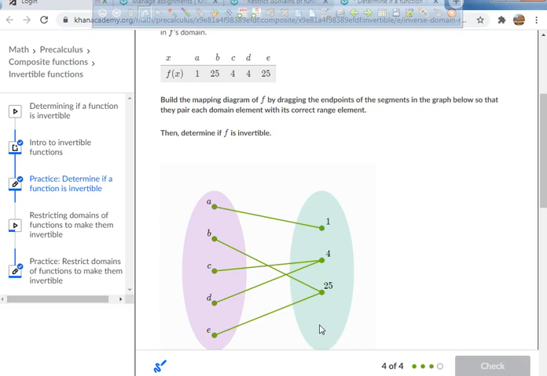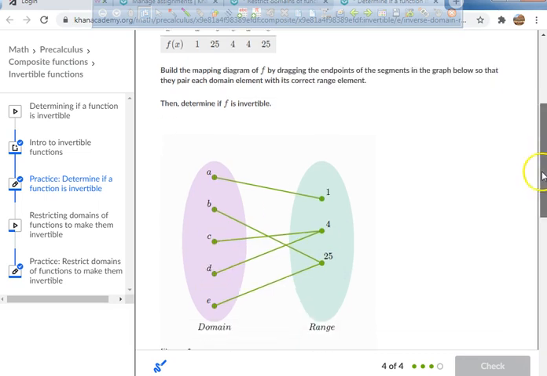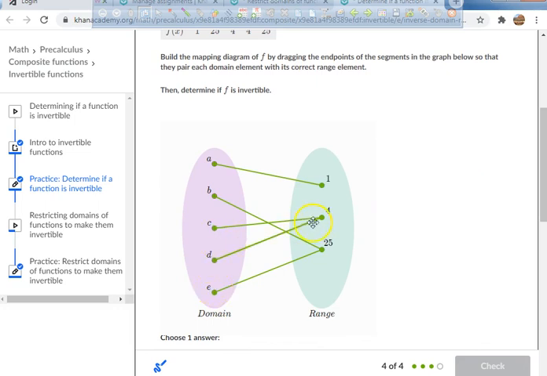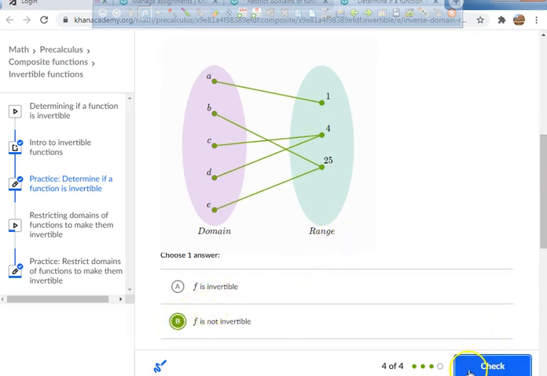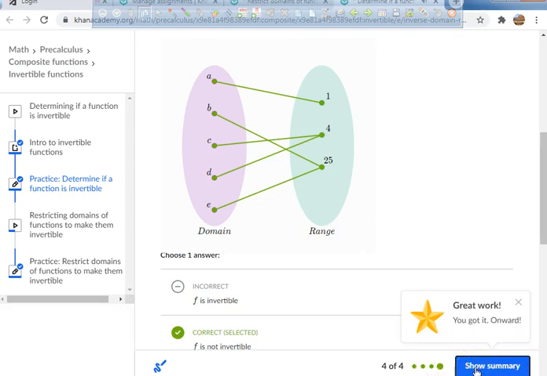If we look at this carefully, you can see that we have B and E both going to the same number. And we have C, which is an element of the domain, and D, which is an element of the domain. These are both elements of the domain that go to the same y value. Now this is a function, this is a functional relationship. However, this function cannot be inverted. So we call this not invertible. Even though it's a function, it's not invertible. And that's what you're doing on this assignment.